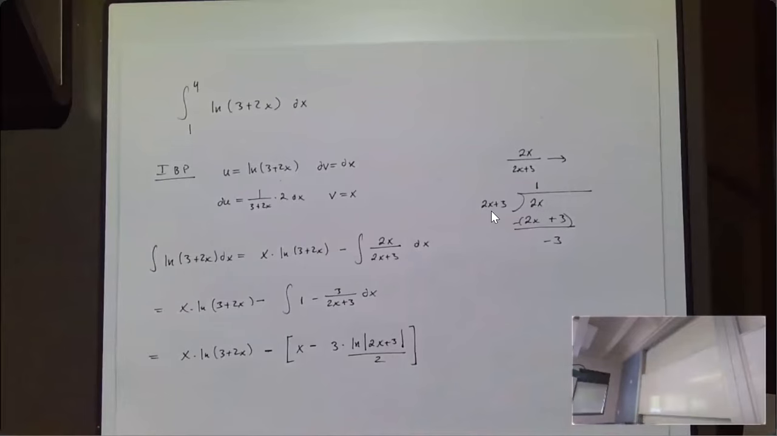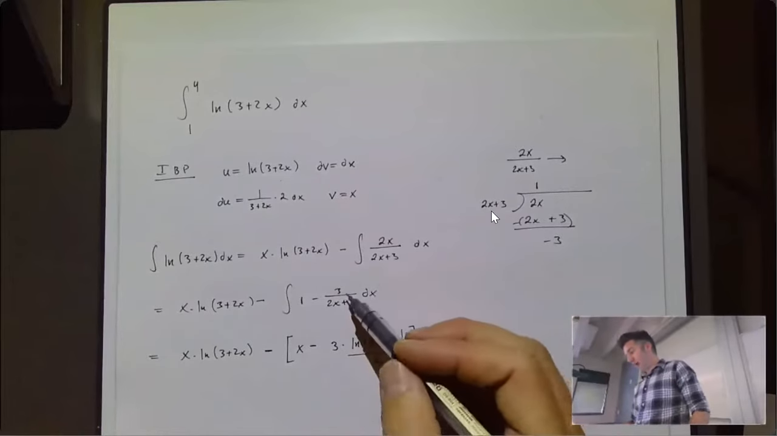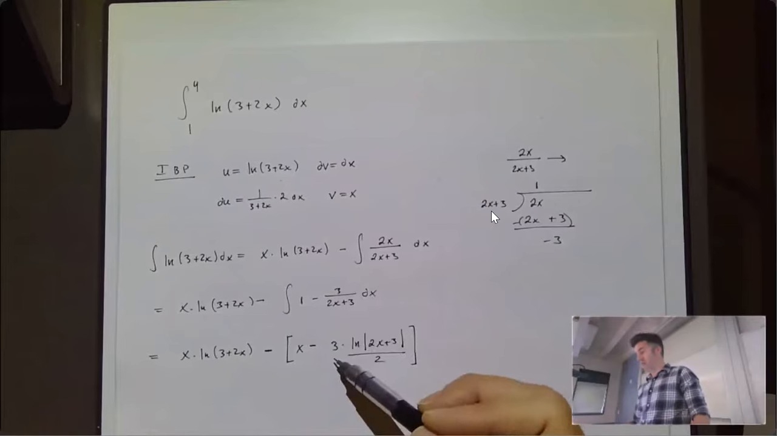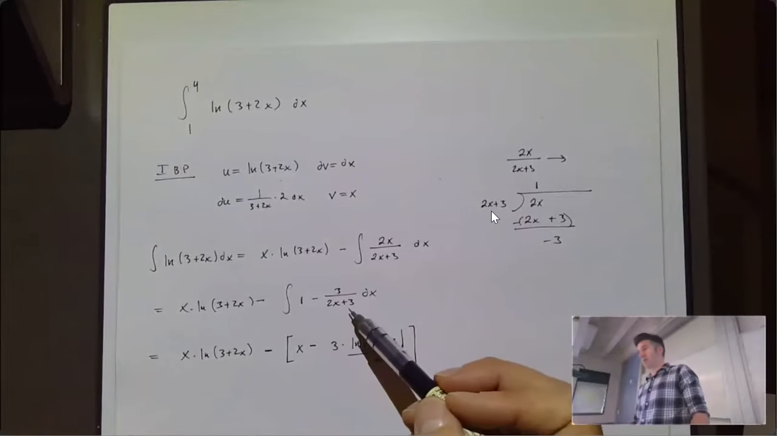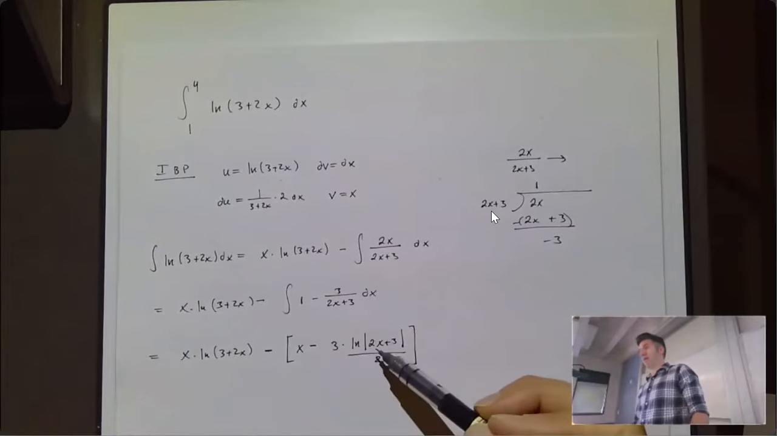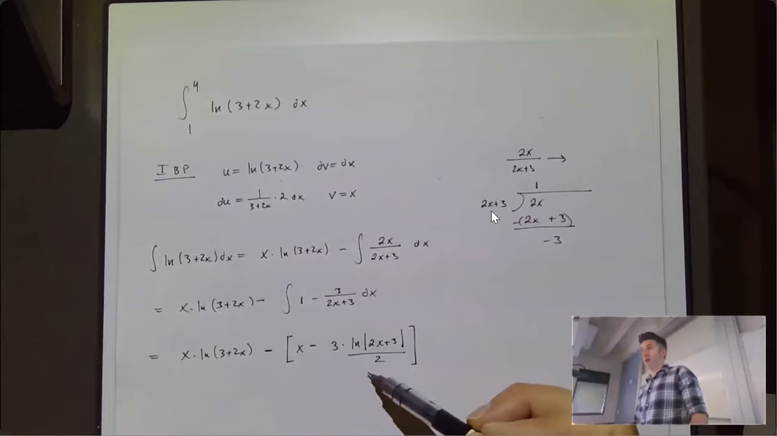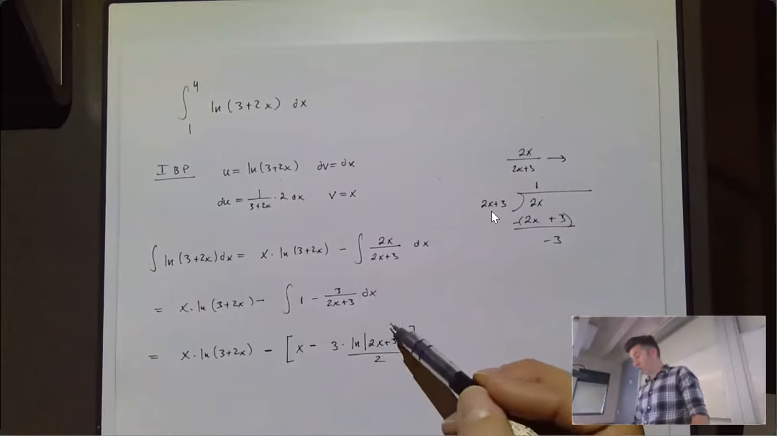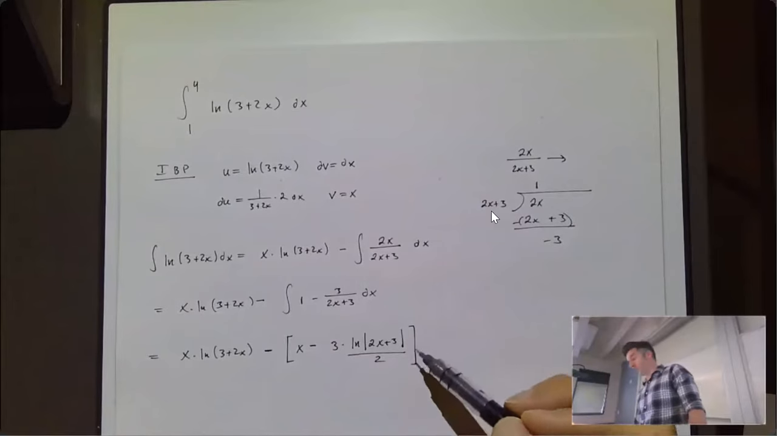So I'll remind you, I know it's been a little while, but when you anti-differentiate, I'm kind of ignoring the 3. The 3 is just acting as a constant multiple. And then the antiderivative of 1 over 2x plus 3 is the natural log of that stuff divided by the coefficient of x. Because if you took the derivative of the natural log of this stuff, you would get 1 over 2x plus 3 times 2, and then the 2's need to cancel.